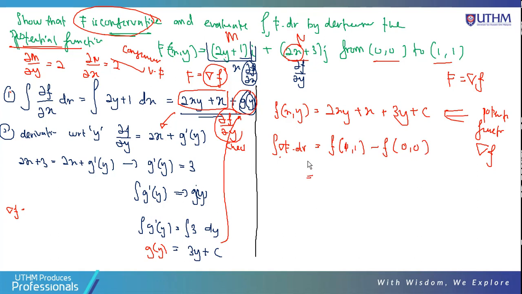So you will get this: you substitute with 1, so you get 2 plus 1 plus 3 plus c, which equals 6 plus c. Then minus the value at 0, which is 0 plus c. So the c cancels, and your answer is the 6. This is the way you can solve for the conservative field. Can you follow? Okay, hopefully you are not confused.